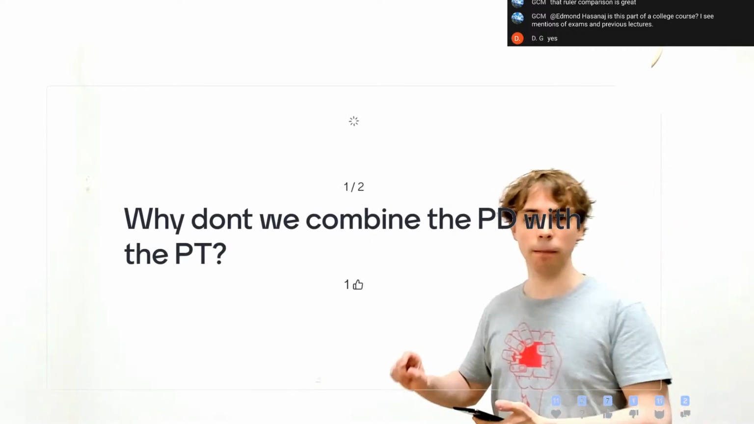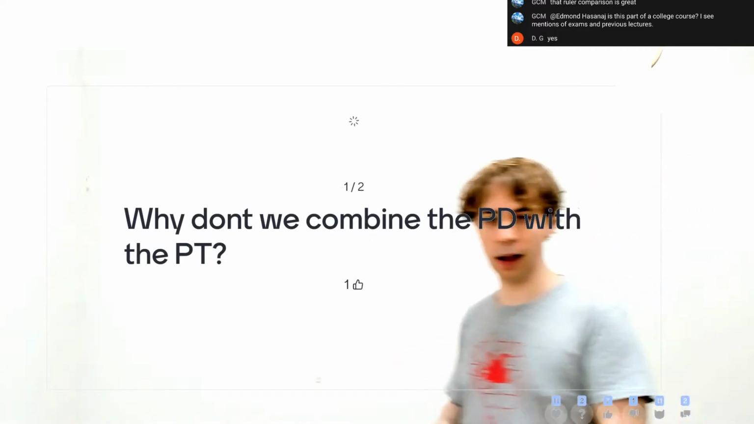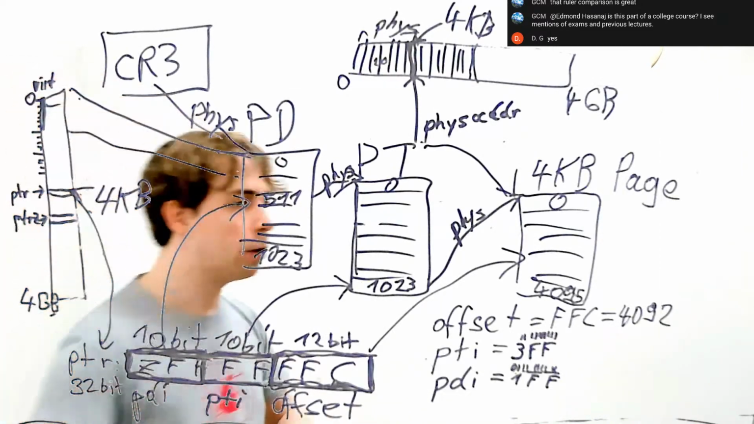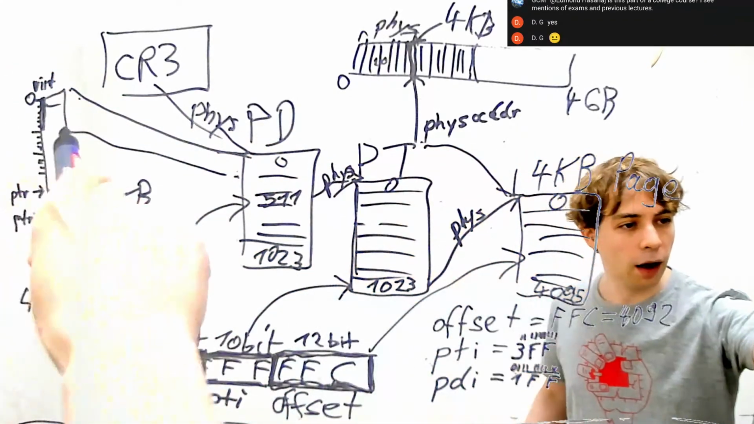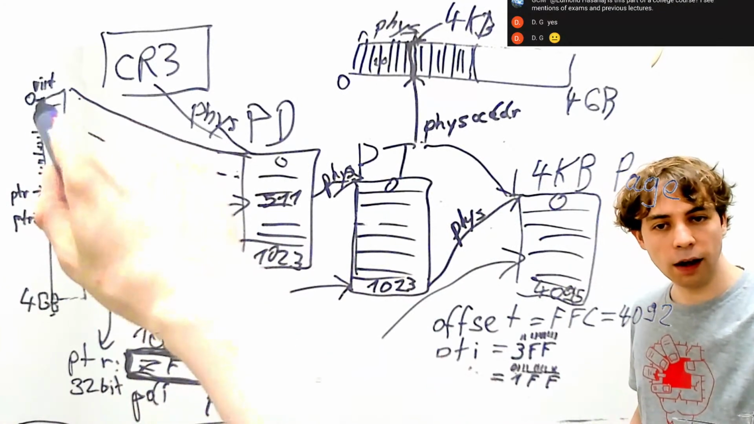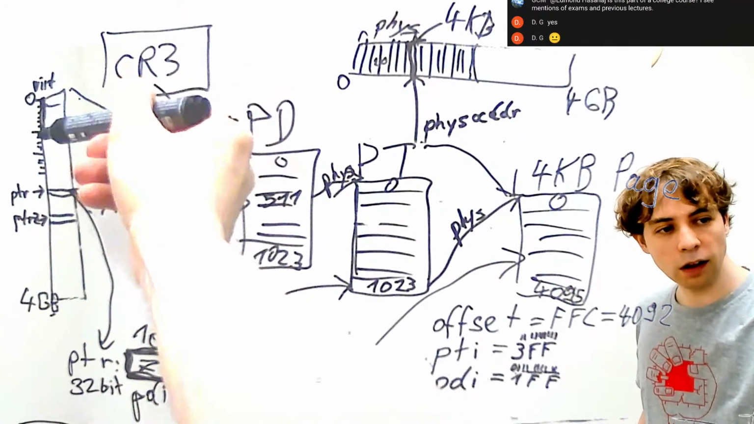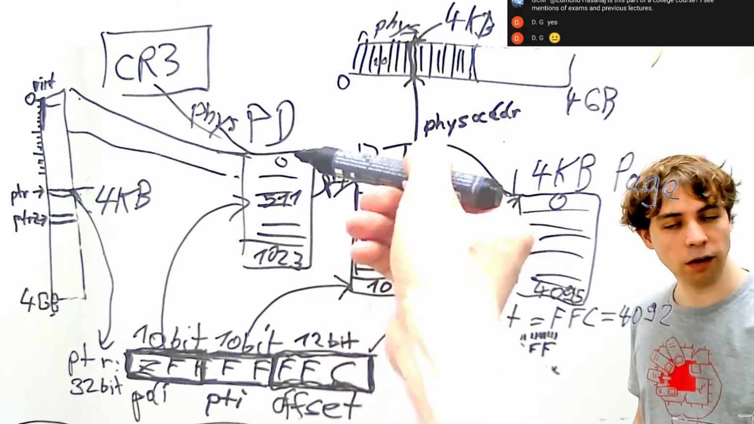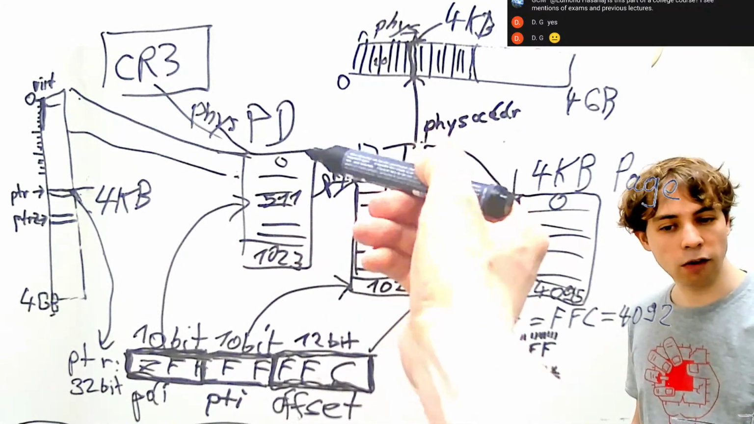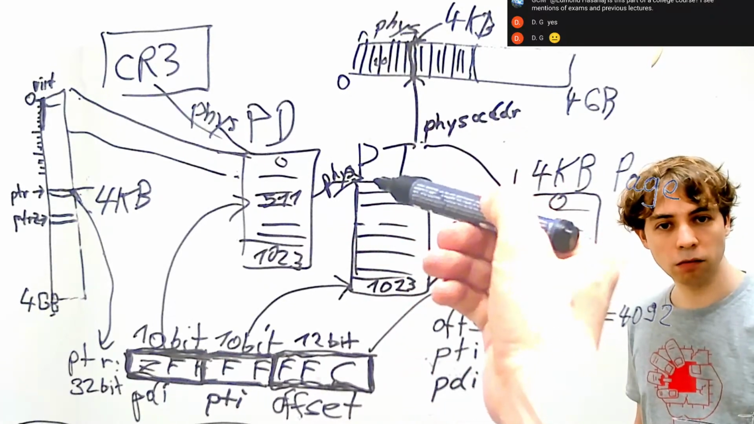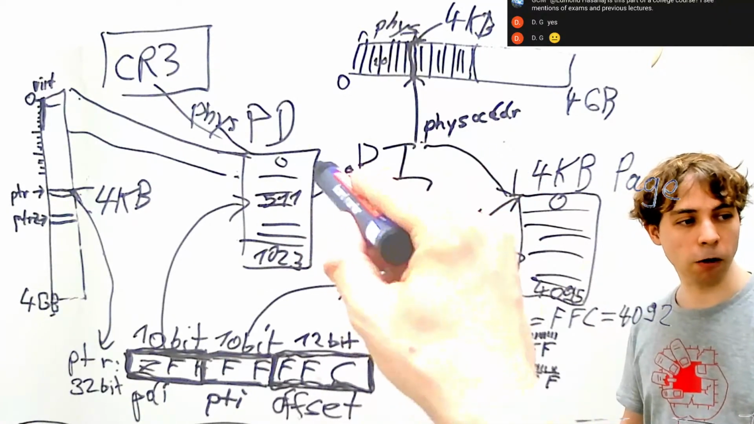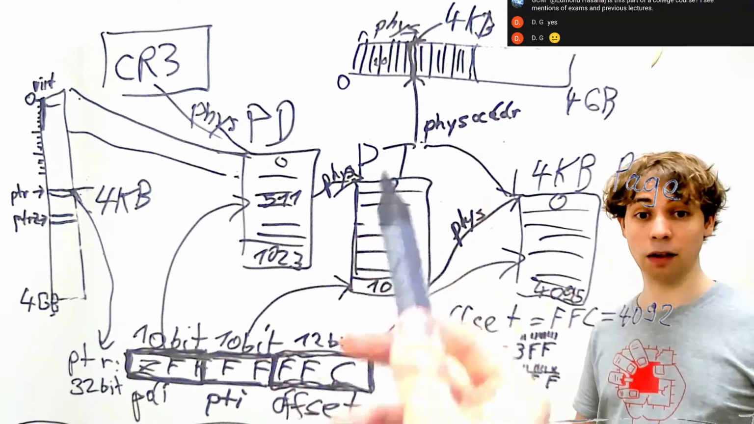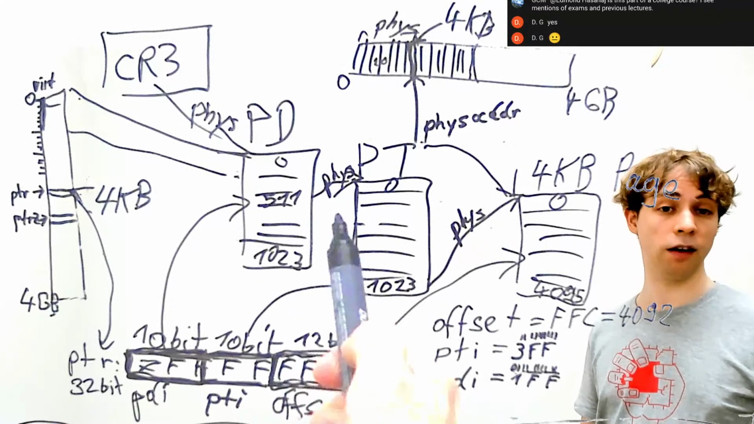Why don't we combine the page directory with the page table? I'm not sure how this question is actually meant, but we do that. We first look up, so we take a pointer, and if the pointer is in this region, we will take a look at the first page directory entry. And then the first page directory entry can point us to a page table or not. If it doesn't point us to a page table, then the translation ends here and we don't get a page, and this will raise a CPU fault, a page fault.